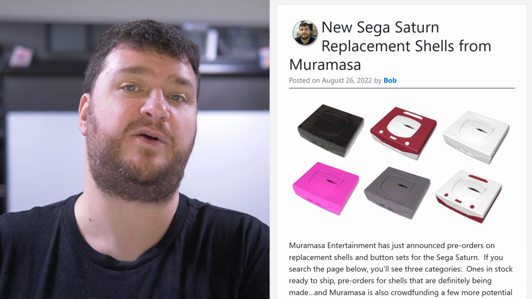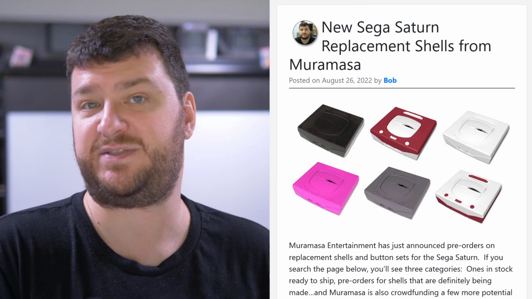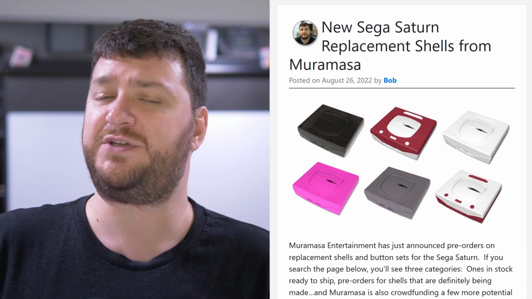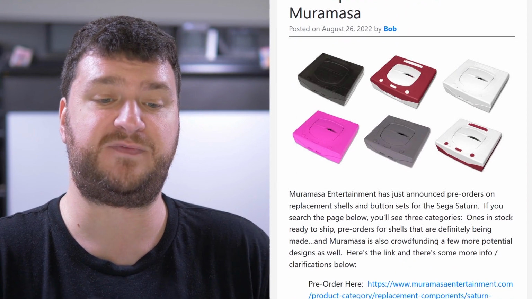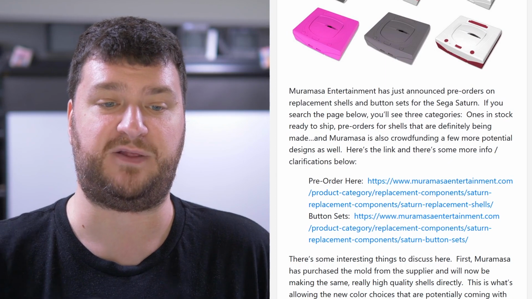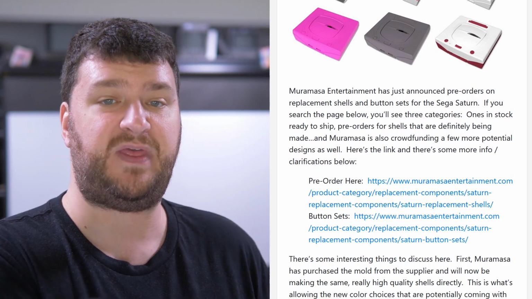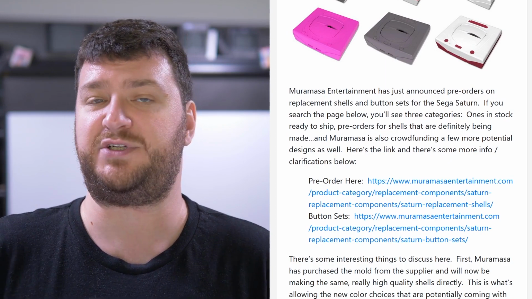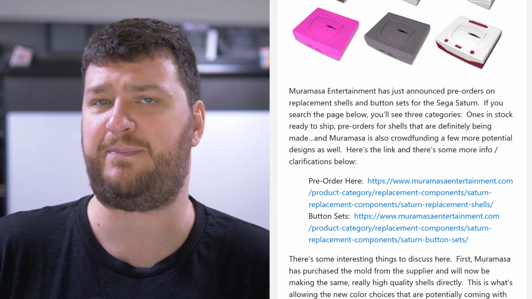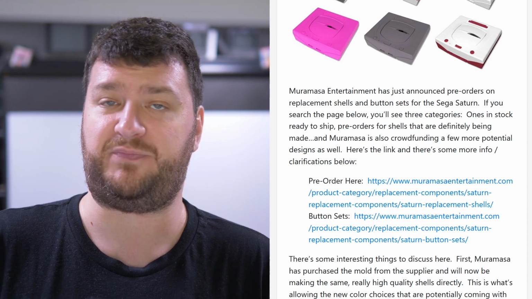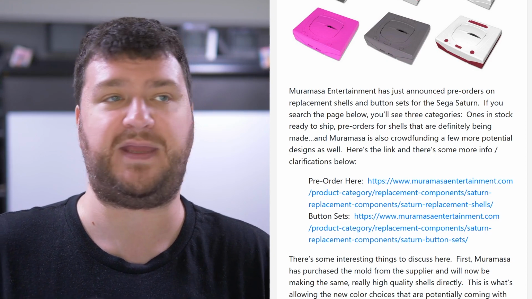Muramasa has just listed a whole bunch of new Sega Saturn replacement shells for sale, and I wanted to go over exactly what they're doing and what to expect. So first of all, there are 2 things going up for sale. First are the cases, and then the button sets, because the original cases didn't have the tooling for the buttons as well as the cartridge flap, and these do, so that now you have the opportunity to buy either or both.